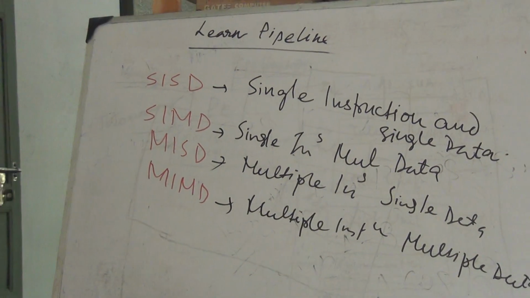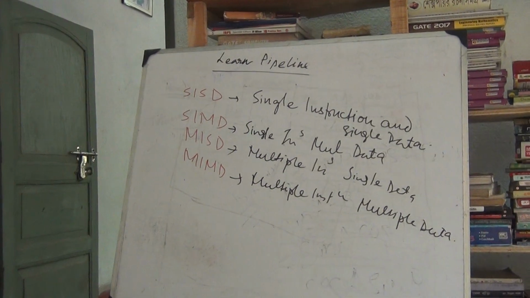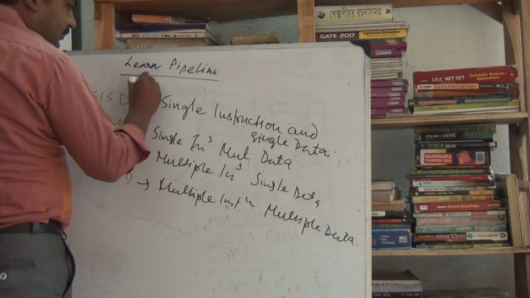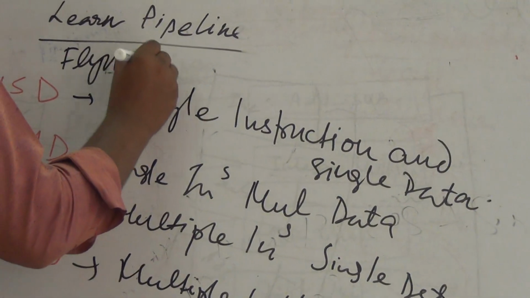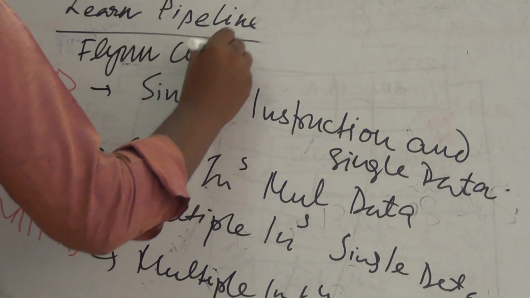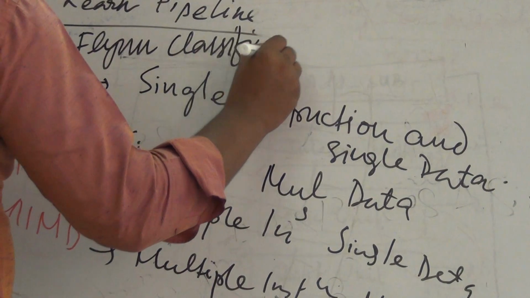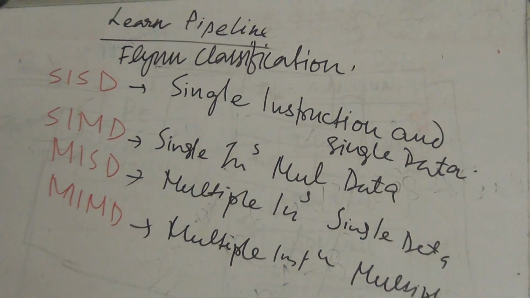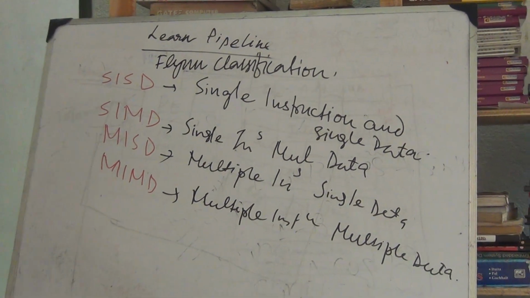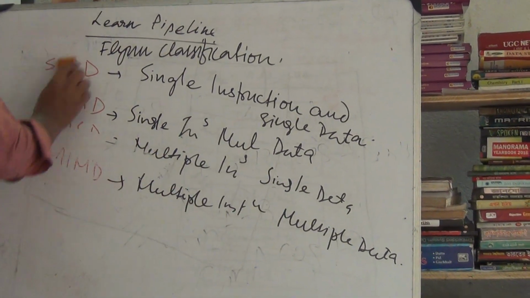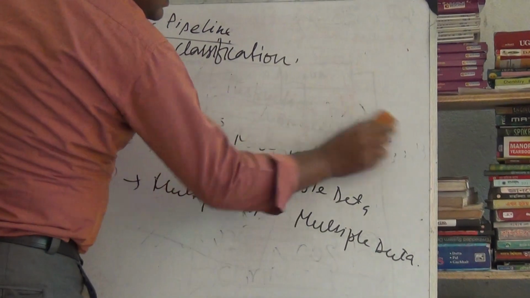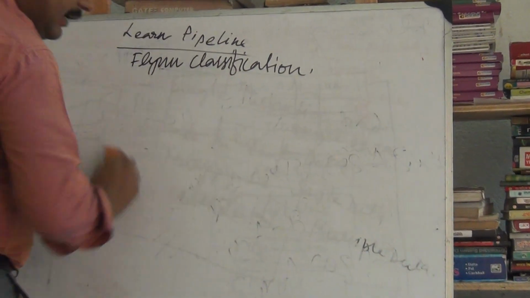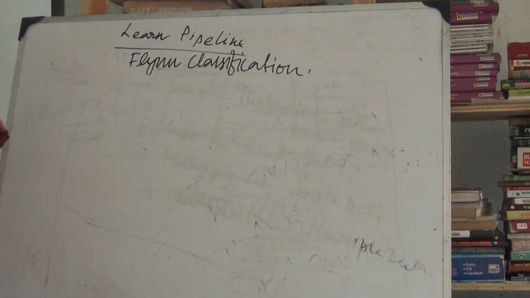So you can see here how the computers are classified, and this classification is called Flynn classification of computers. Now I will show you the design of these four categories. At first I am designing the SISD, that is single instruction and single data. So what is our discussion now?